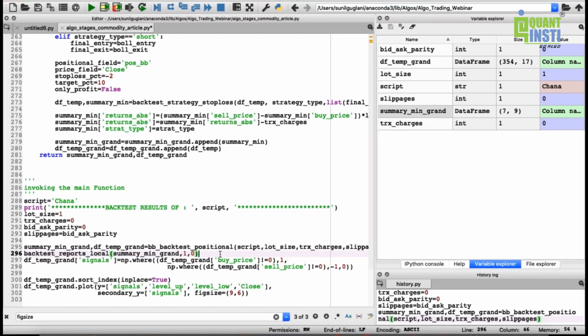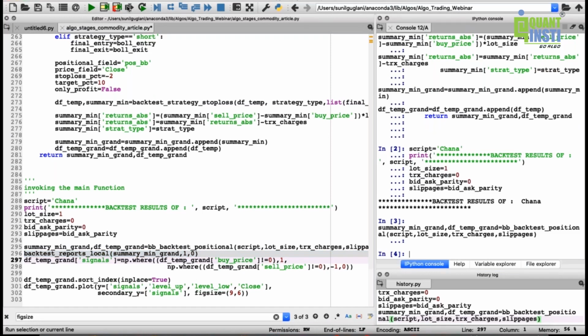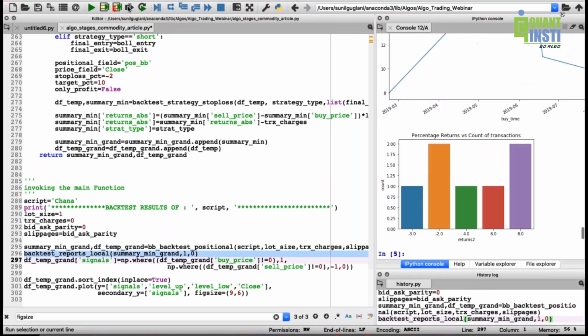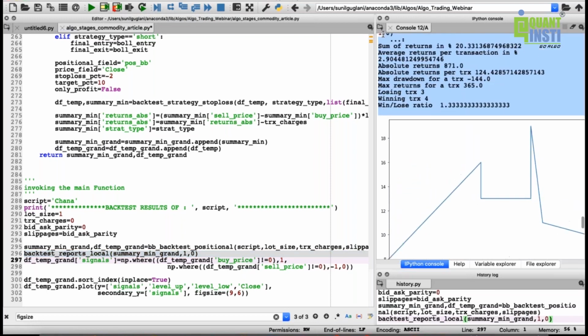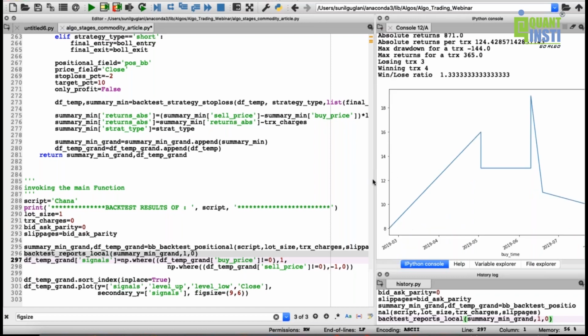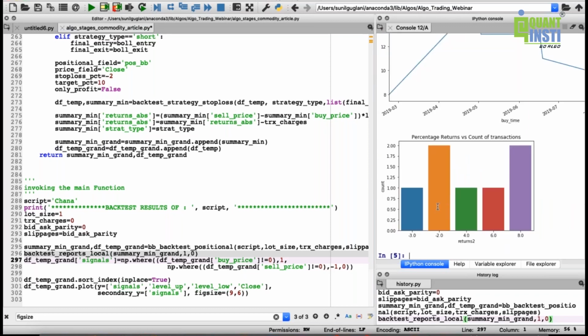If you run the next report, it will show us the statistics as well as the graphical representation of the output we have just generated. If you see, it is saying sum of returns in percentages is 20.33%, average return per transaction is 2.9%. So it is showing the statistics of what we wanted to see. It has also generated the returns graph over a period of time. And this is one analysis report.